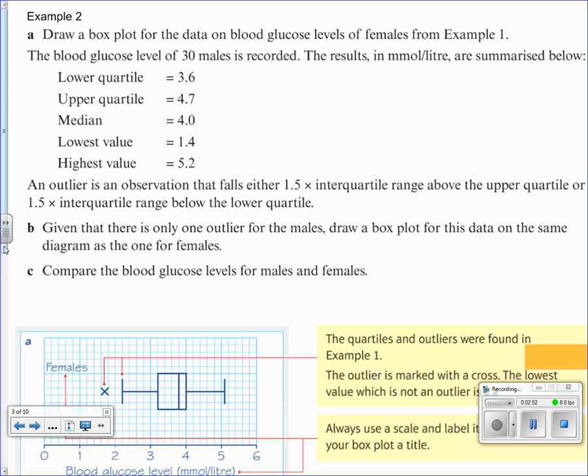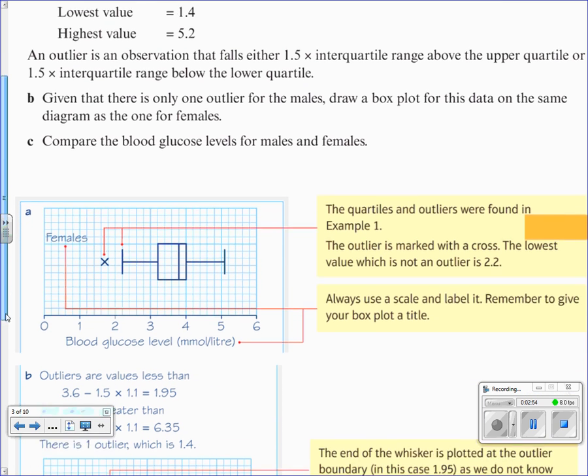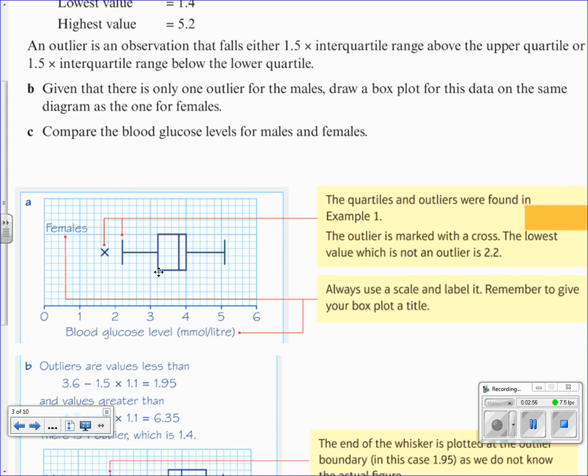So drawing the box and whisker diagram, we have the lower quartile, the upper quartile. The upper whisker goes to the highest value. The lower whisker goes to the lowest value that wasn't an outlier.